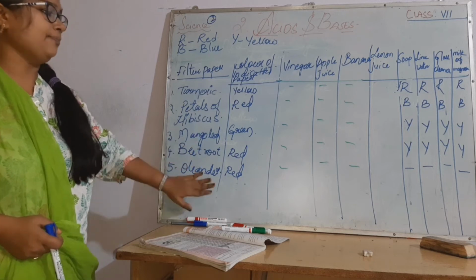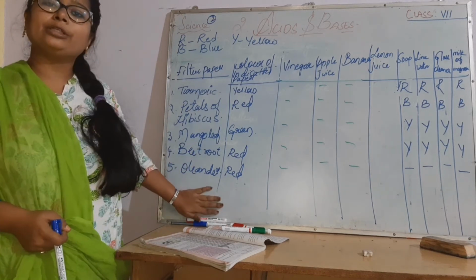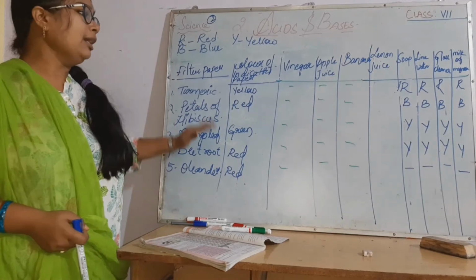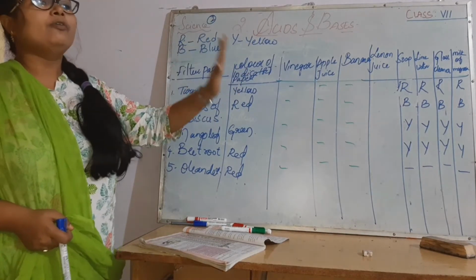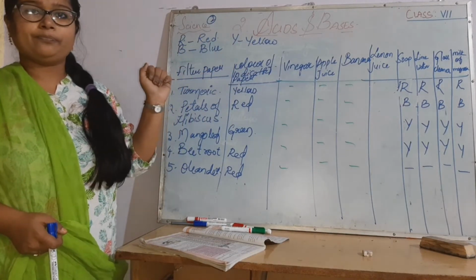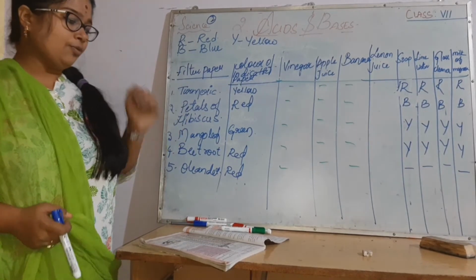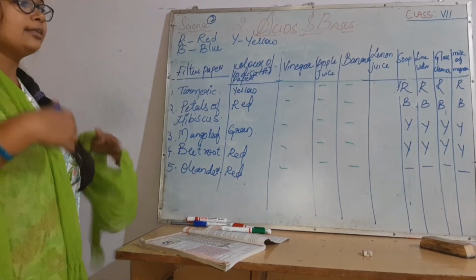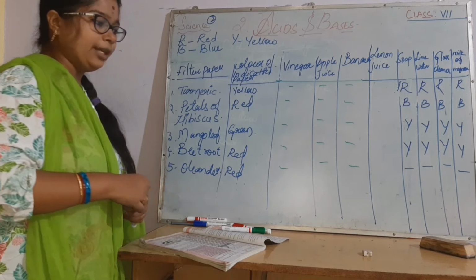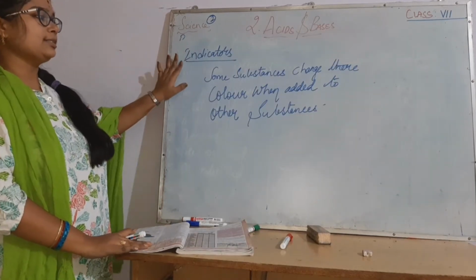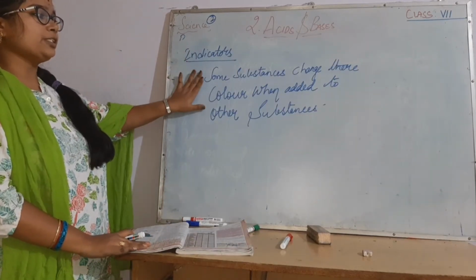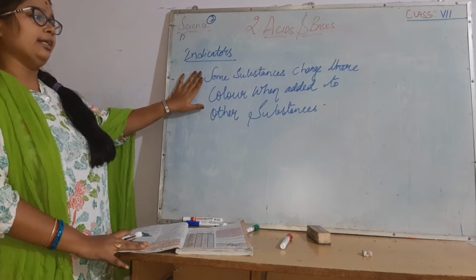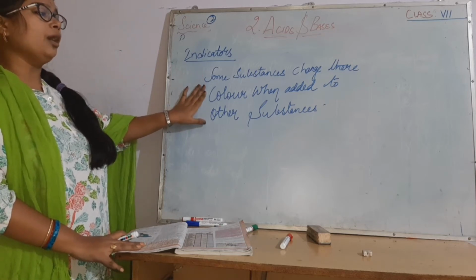The beetroot is also the same. The oleander, you have to write about this oleander. What does it mean? They are changing their color when some substance is added to it. So some substances will change their color when other substances are added to them.